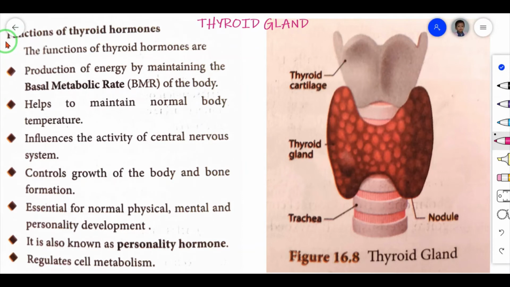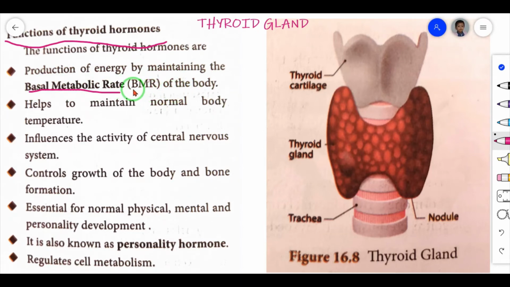Functions of thyroid hormones. So the first function is production of energy by maintaining the basal metabolic rate of the body, BMR.